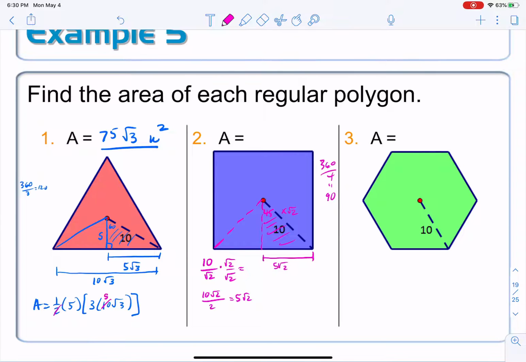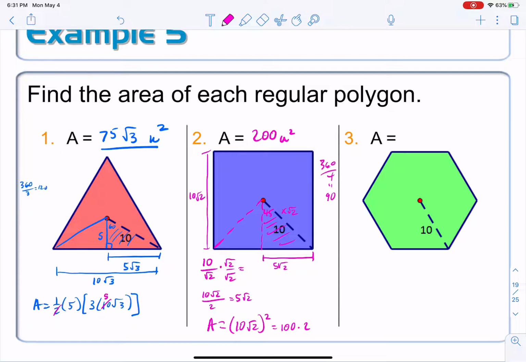And then the whole entire side length is going to be double that, which is 10 square root of 2. Now, I can either use 1/2 the apothem times the perimeter, but if I've got a square and I just figured out the side length, we're just going to use the formula for taking the side length, which is 10 times the square root of 2, and then just squaring it. So when I square these two things that are being multiplied inside of the parentheses, I just square both of them. So 10 squared is 100, and then the square root of 2 squared is 2. So 100 times 2 is 200 units squared.